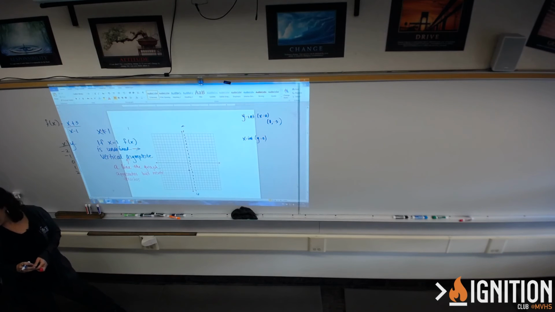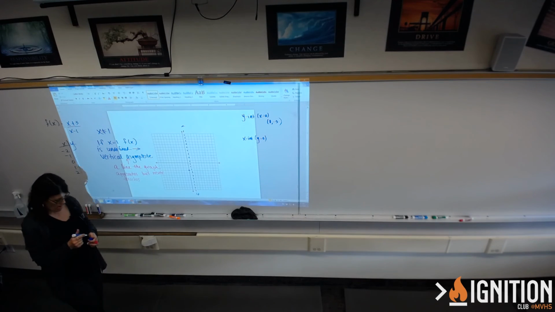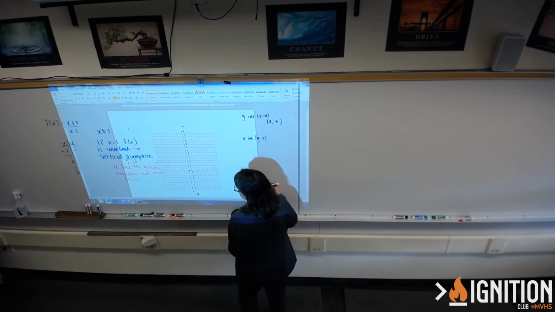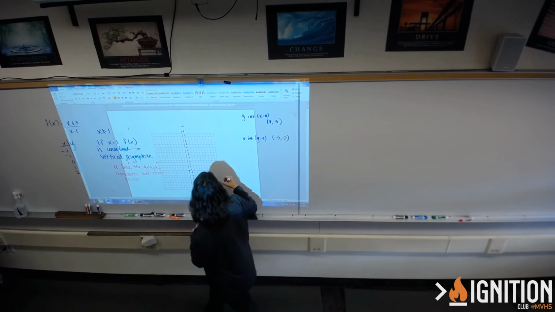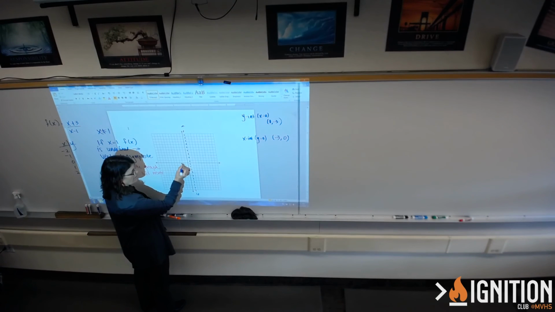The x-intercept. Maybe. Brandon says -3, 0. Yeah? Okay. You can figure out how to use the x-intercept.